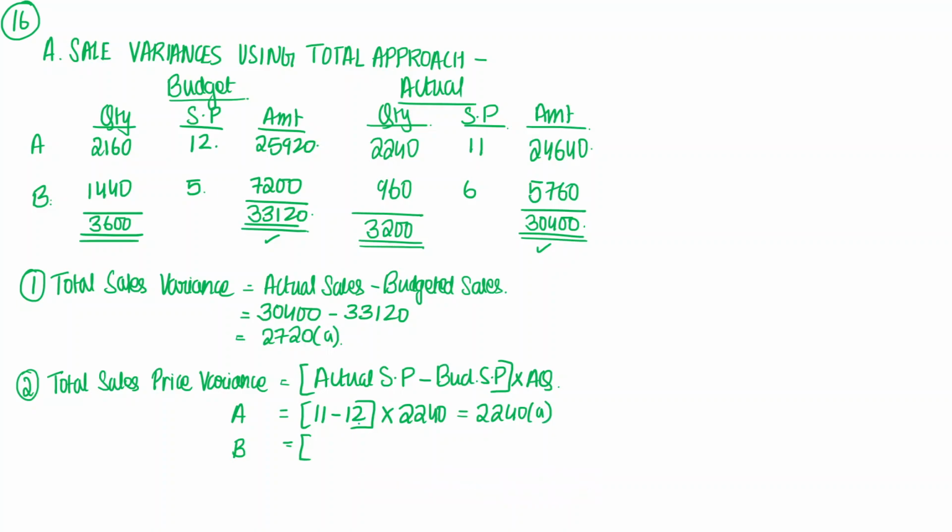Similarly, I was supposed to sell it for 5. I sold it for 6. Good for me. Into 960. That is equal to 960 favorable. Overall, I have... clear.